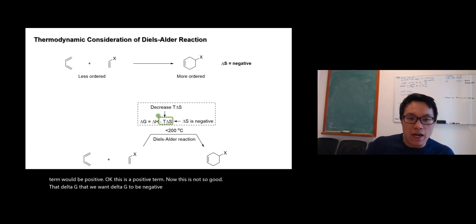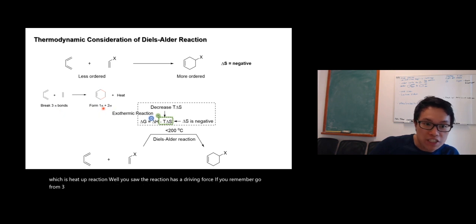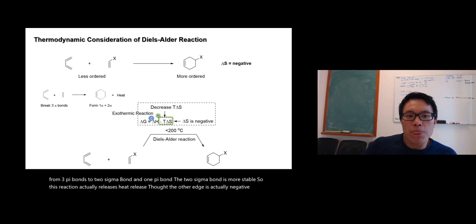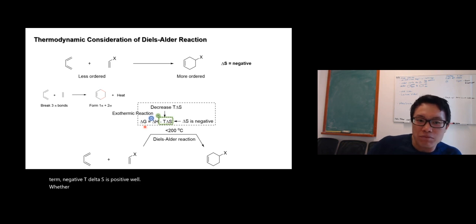Now, let's take a look at the enthalpy, which is the heat of reaction. The Diels-Alder reaction has a driving force, if you remember: going from 3 pi bonds to 2 sigma bonds and 1 pi bond. The 2 sigma bonds are more stable, so this reaction actually releases heat. So delta H is negative, an exothermic reaction. The second term, negative T delta S, is positive. Whether or not delta G is negative depends on the competition between the two terms.